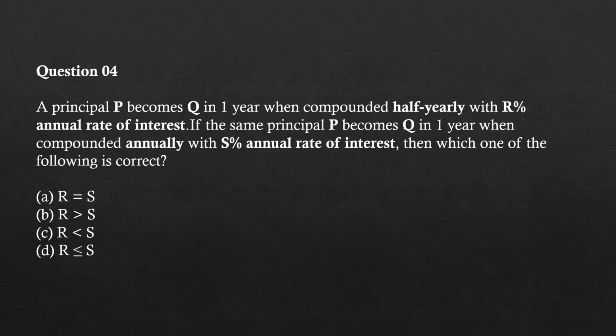Now question number 4. A principal P becomes Q in 1 year when compounded half yearly with R% annual rate of interest. If the same principal P becomes Q in 1 year when compounded annually with S% annual rate of interest, then which of the following is correct? So this is very fundamental type of question related to compound interest and simple interest. If you know what is compounded half yearly and what is the effect on the rate and time, you can easily give the answer without pen and paper.